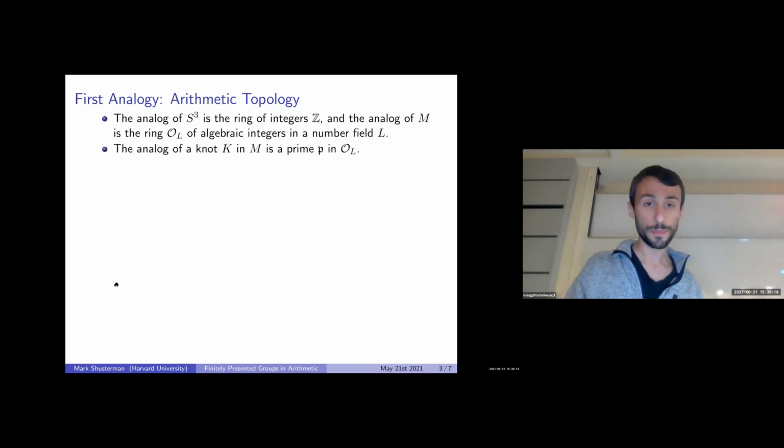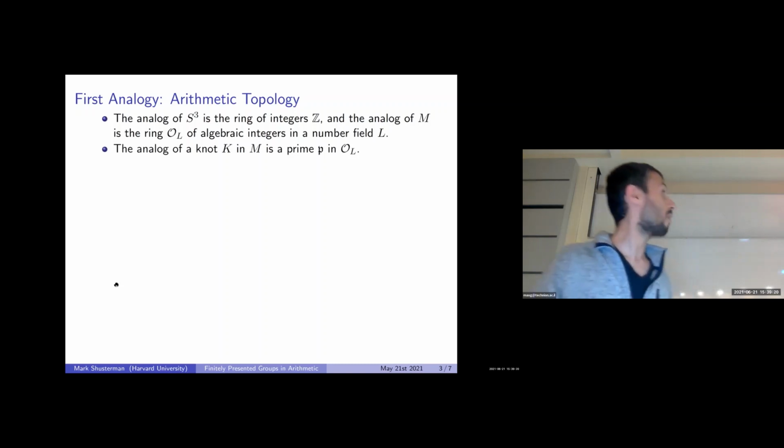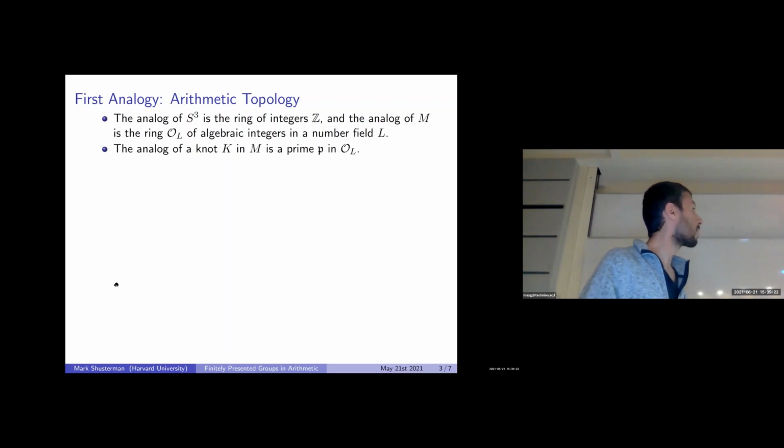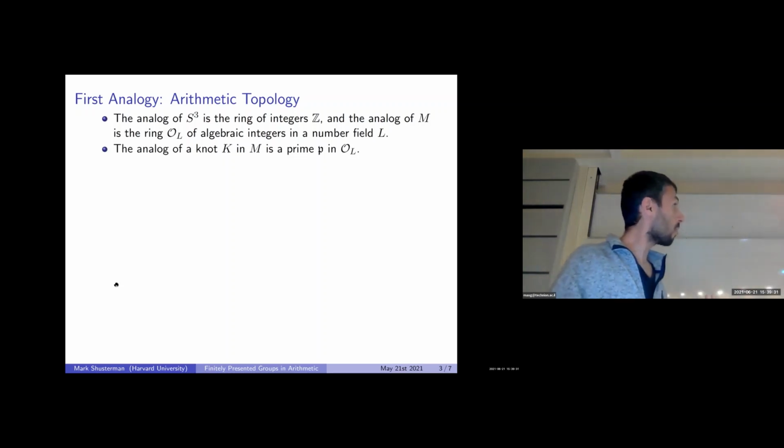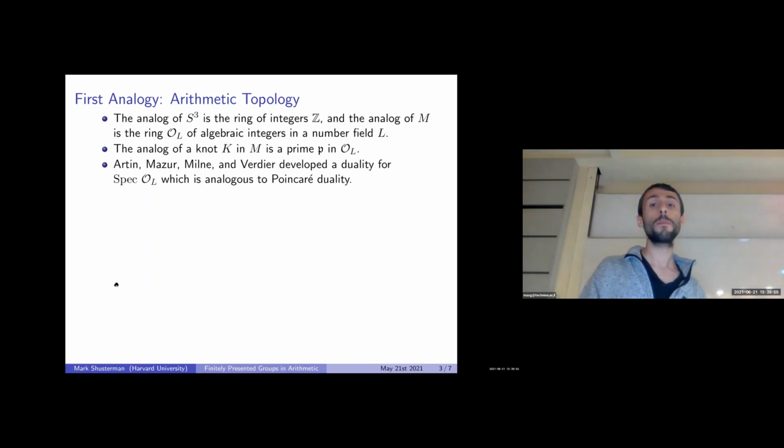So the next thing, I need to tell you what the analog of a knot is. And the analog of a knot is simply a prime in the ring of integers of a number field, so it's a prime ideal. So the covering of S3 by a three manifold ramified along a link is analogous to the covering of the spectrum of an algebraic integer ring by another algebraic integer ring in some bigger number field, unramified away from finitely many primes. So ramified only at finitely many primes. So there is some analogy going on here.